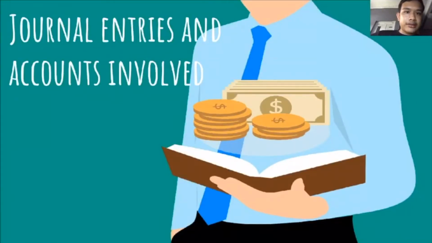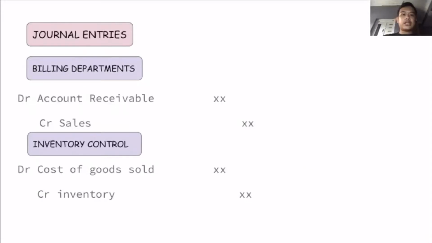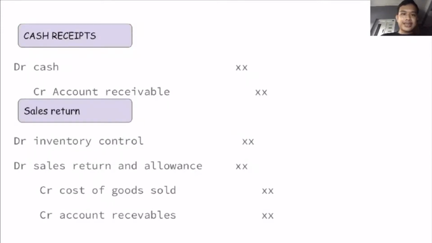Okay, next one, journal entries and accounts involved in this cycle. For the general entries in billing department, debit account receivable, credit sales. For the inventory control, debit cost of goods sold, credit inventory. For the cash receipts, debit cash, credit account receivable. For the sales return, debit inventory control, and sales return and allowance, credit cost of goods sold, and account receivable.